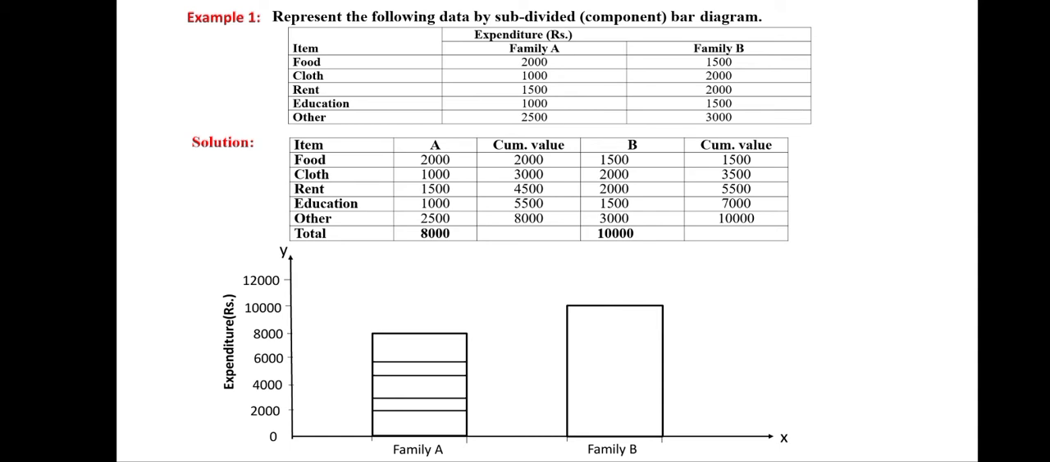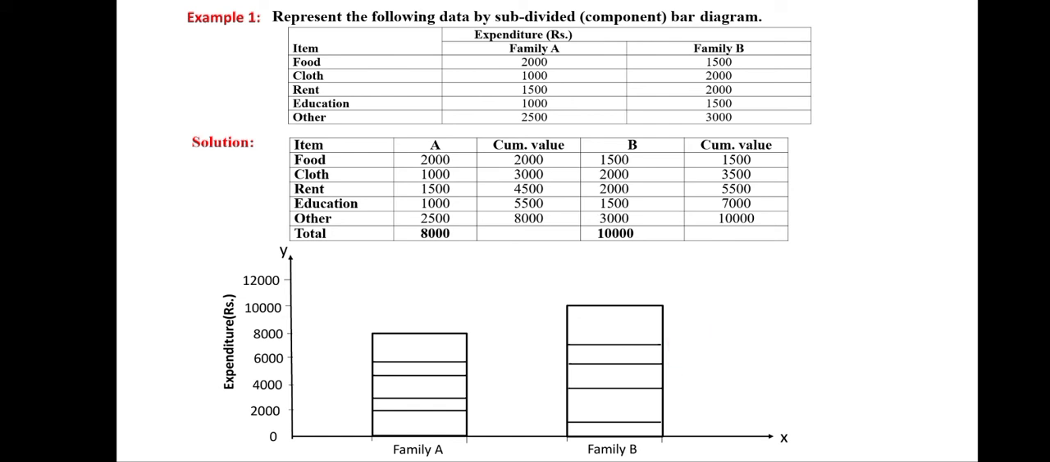Next is family B. So under family B, the total is 10,000. So till 10,000, draw a rectangular bar. And now to split the components, we have to check the cumulative values. First cumulative value is 1500. So in front of 1500, draw a line. And next is 3500. Next one is 5500. And next one is 7000. And the last one is 10,000 here, so that we had already drawn.